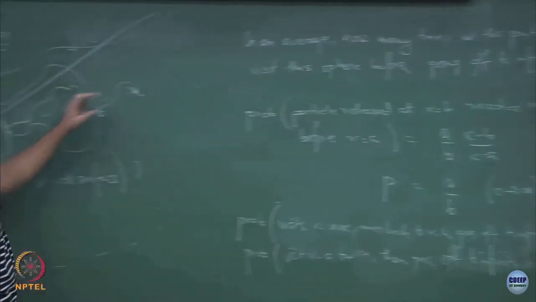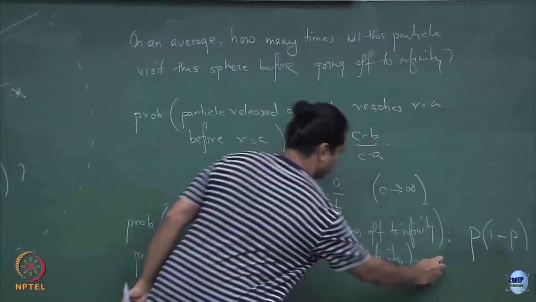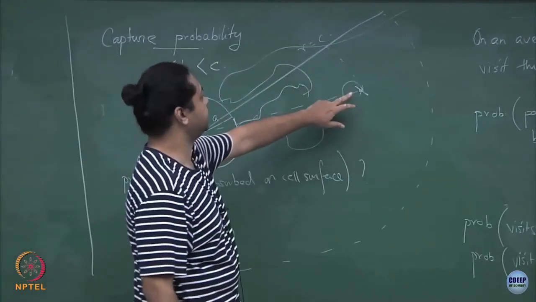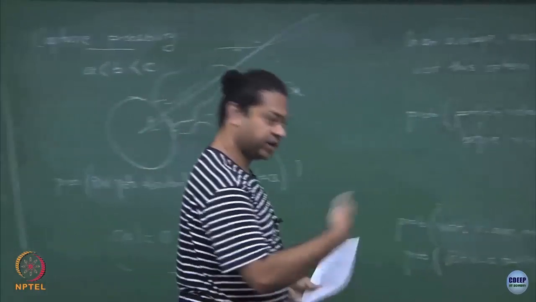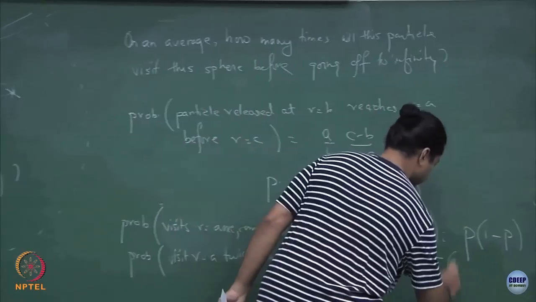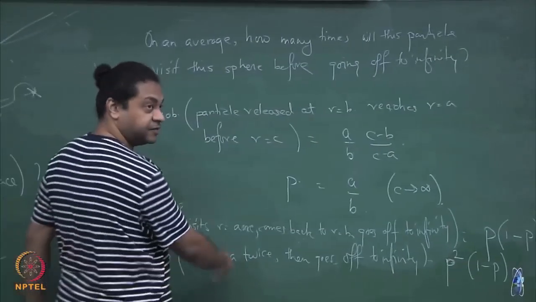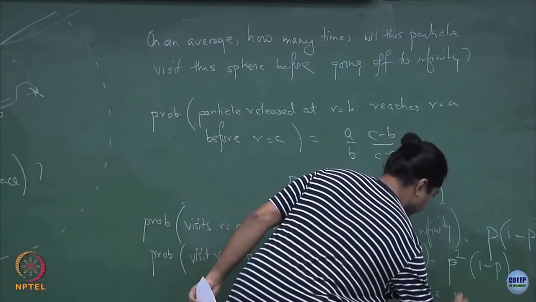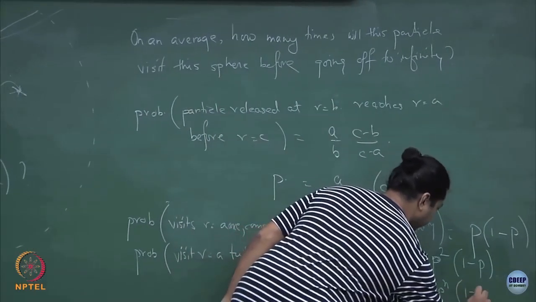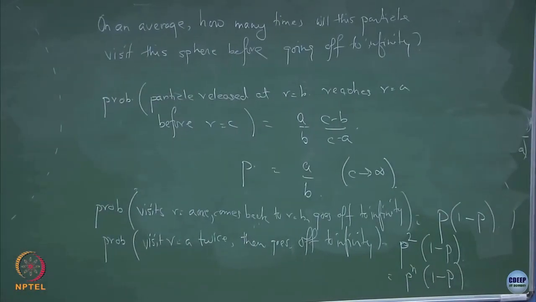Right. So, you release it, it goes over here once. That probability is p. Because it is reflecting, it does not get absorbed, it again wanders back. And you ask what is the probability it comes back again, that is another p. So, p square, and then it goes off. So, that is p square into 1 minus p. Similarly, the probability that it visits n times before it wanders off is going to be p to the power of n into this final 1 minus p.